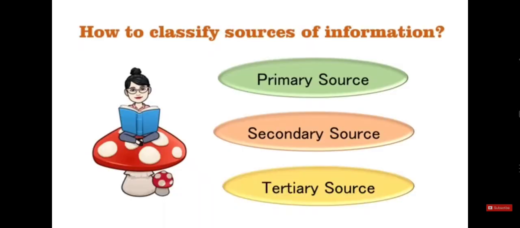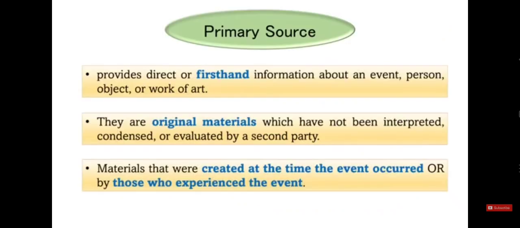And next, we must know how to classify sources of information. We have here primary source, secondary source, and tertiary source. But first, we must know what is primary source. Primary source provides direct or first-hand information about an event, person, object, or work of art.